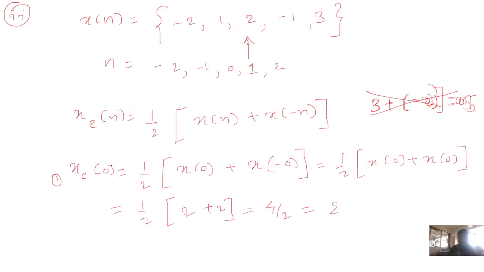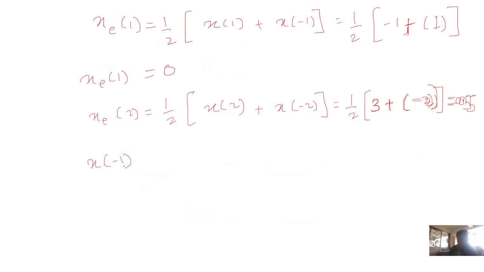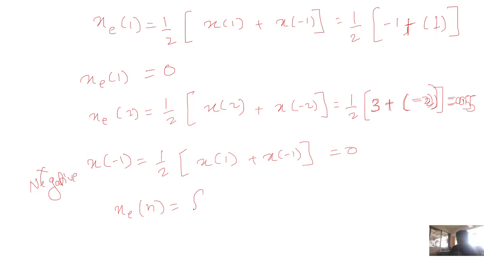Now understand this, I don't have to calculate x of minus 1 over here, because what is going to happen is x of 1 plus x of minus 1, it is going to happen like this only, and I'm going to get the value 0 only. So we do not calculate the negative value. We assume that whatever calculation we did for the positive value is going to repeat on the negative value, and therefore xe of n is going to be, first for 2, 0.5.